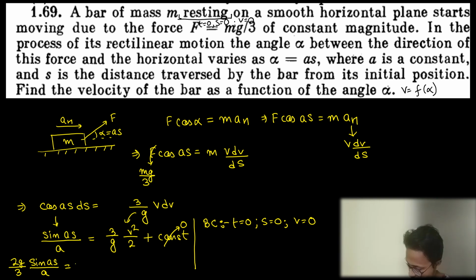I'm writing v square out here. If I remove the square, it would be v is equal to under root of 2g by 3 sin as by a. So this is the velocity as a function of s, where as is equal to alpha.